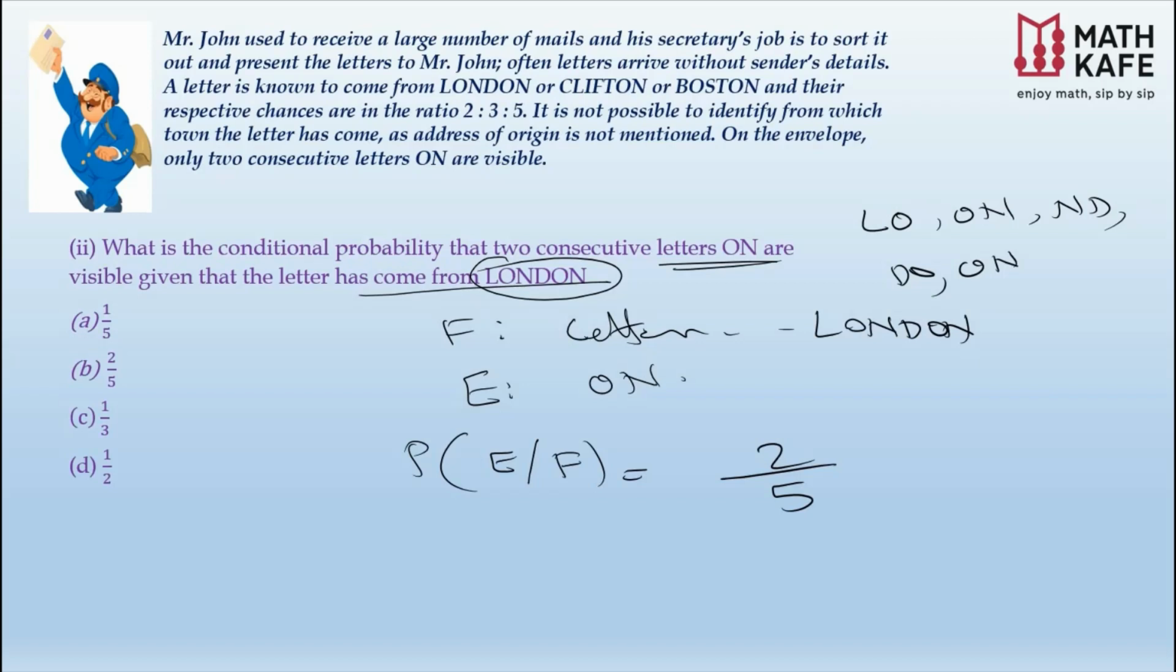What you need to check is how many ONs are there. That is 2. Now you see total letters 1, 2, 3, 4, 5, 6. It is always 1 less that will be the total chances. So it is 2 out of 5, and that is our answer, and it is B. Similarly, you can check for the other ones, Clifton and Boston, and that will help you in the next part of the question. Let us see the third question.